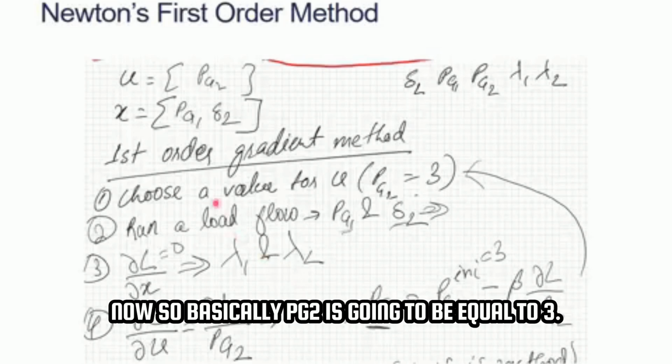Now, basically, PG2 is going to be equal to 3.